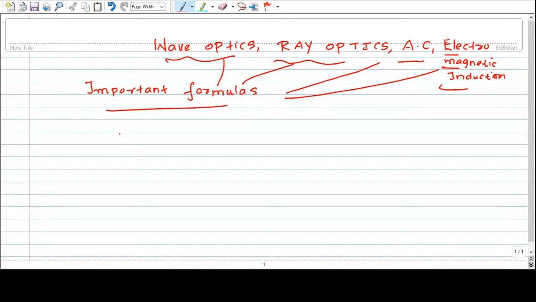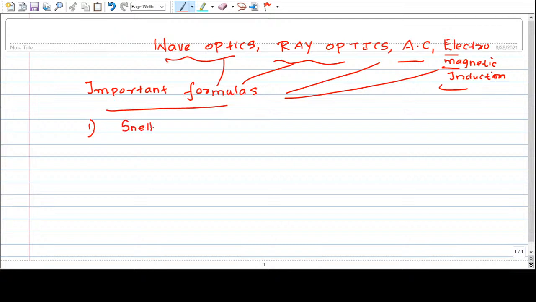But today we are not going to use so many formulas. However, it's very important to note down the formulas, in which you can do some of the sums by formula and some of the sums we are going to do by shortcut method. Now the first important formula is what we call Snell's law.